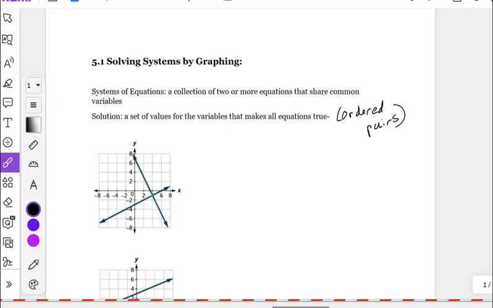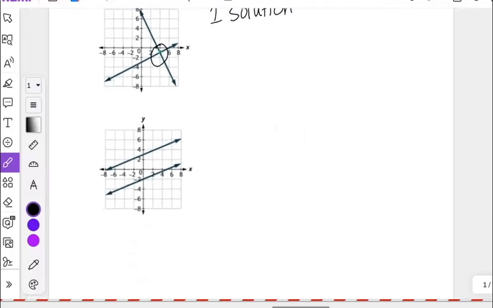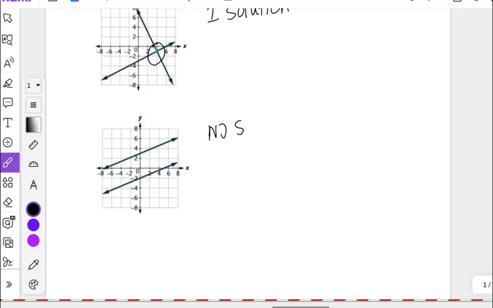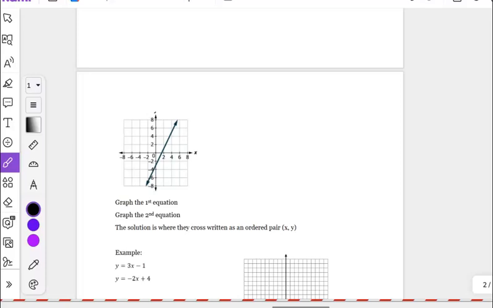So a couple of things to really know. This is just one solution. It crosses right here. This one would be no solutions because it will never cross. Something you might want to note down is that the slopes of the equations will be the same. And then this one is infinite many solutions.